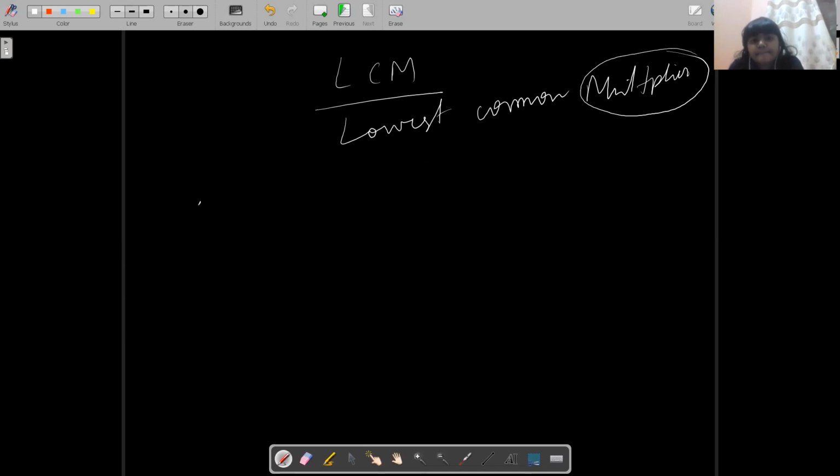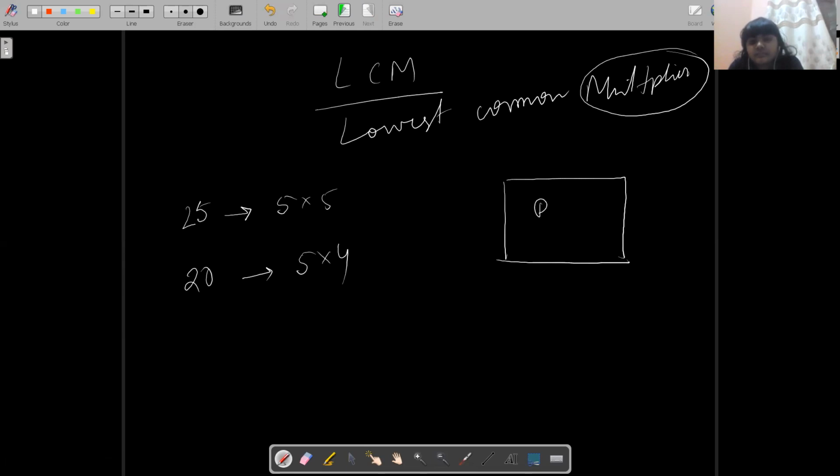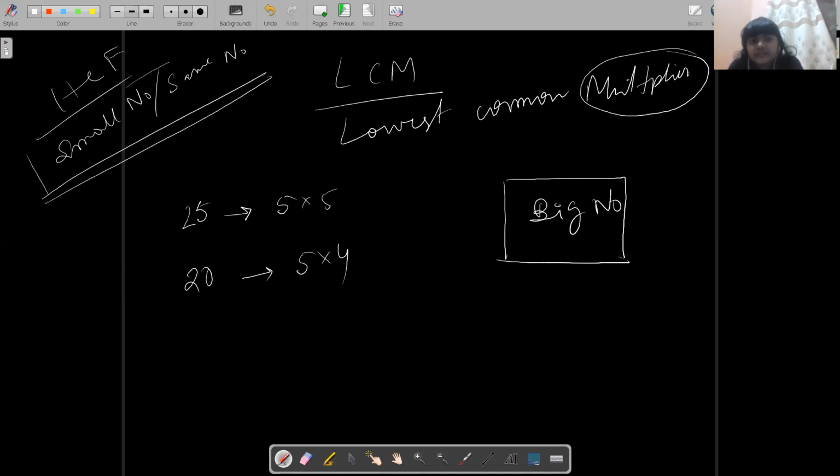Suppose again we have 25 and 20. So what is 25? 5 into 5. What is 20? 5 into 4. Now I have to find one big number. In an HCF, it was a small number or the same number, right? But here it should be either a big number, or it can also be the same number.